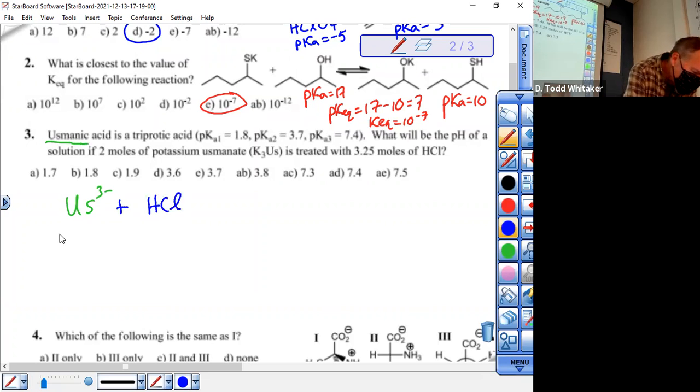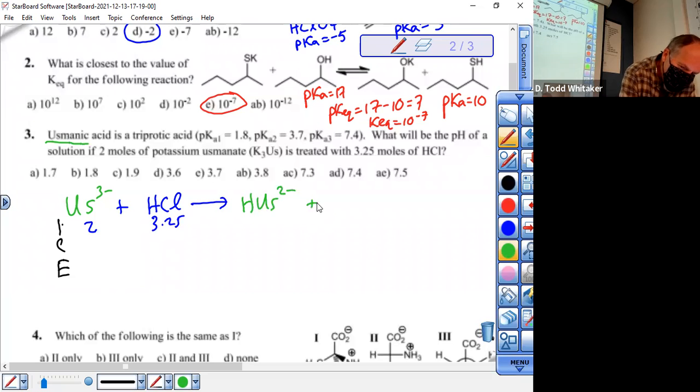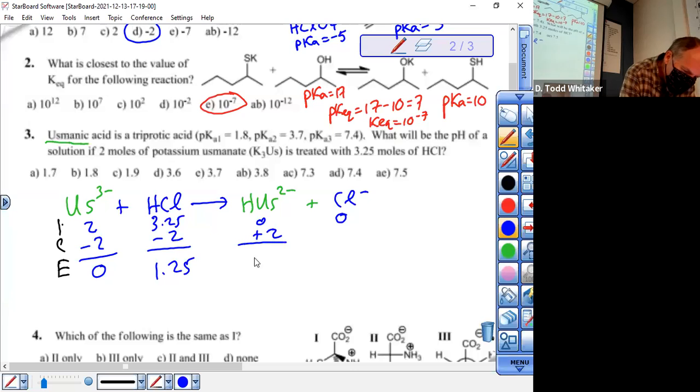And our first ICE, we're starting with 2 moles and 3.25. You're making HUS2- and Cl-, which I'm not going to mention again because it's not relevant. Starting with zeros over there. Limiting reagent has to be used up. You're out of usmanate. You're not out of HCl, which means you're not out of this question until you are. And you made 2 of that.